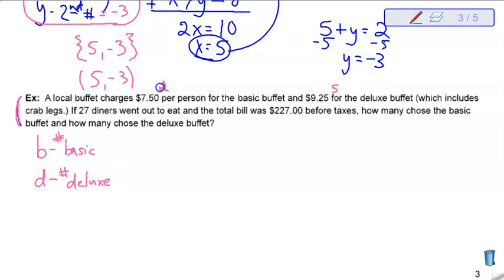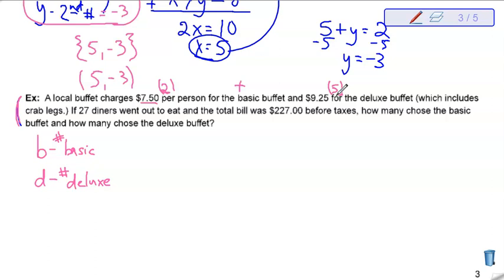Well, 2 people at $7.50 means I could multiply those together, and then I could also multiply 5 by that $9.25 to figure out how much that costs just for the deluxe. Then to find my total, we would add those two things together. I did that specific situation just to get you thinking about what we need to do. We need to multiply. These are the things we're looking for: how many basic, how many deluxe did we sell?